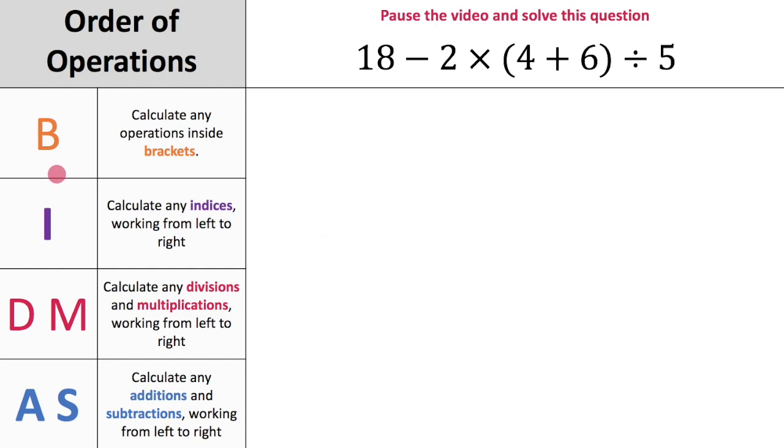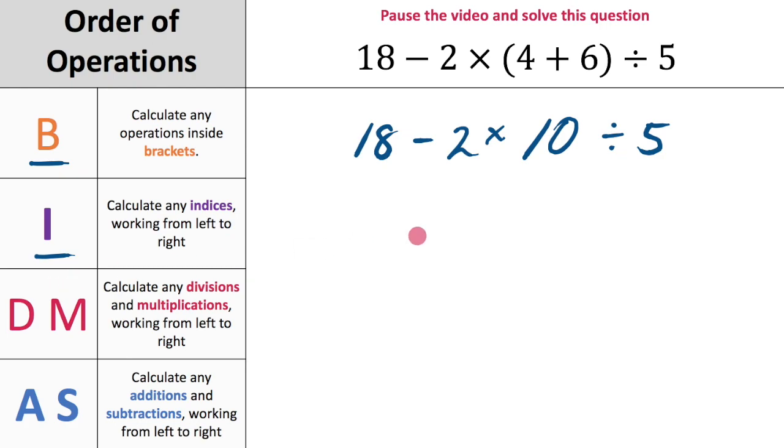So the very first thing I'm going to do is my brackets. So 4 plus 6, that's going to be 10. Then I'm going to write down everything else around it. So just copying it down, 18 minus 2 times. Perfect. The next thing I'm going to do are my indices. Now, I don't have any indices here. I don't have any powers or exponents here. So that means I can just skip that one and go on to my division and multiplication.